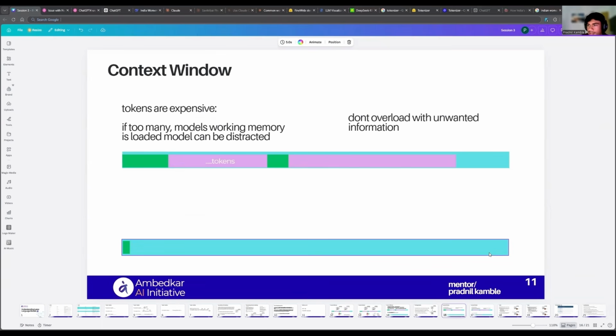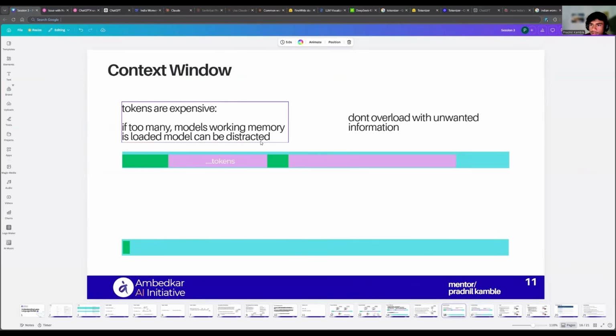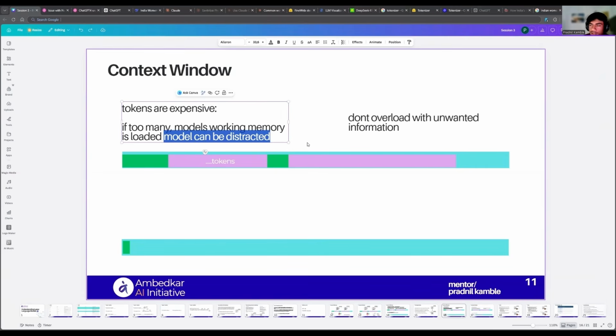Tokens are expensive. Obviously, there are a lot of models where you have limited token size. Whenever you pay for ChatGPT or Claude, they will always say that there are this many tokens that we offer on our paid versions. So think of tokens as something expensive. Also, the context window is something expensive because you have to use it wisely to get your work done. If your working memory is too loaded, then the model will get distracted, so you have to be on point. Don't overload it with unwanted information.